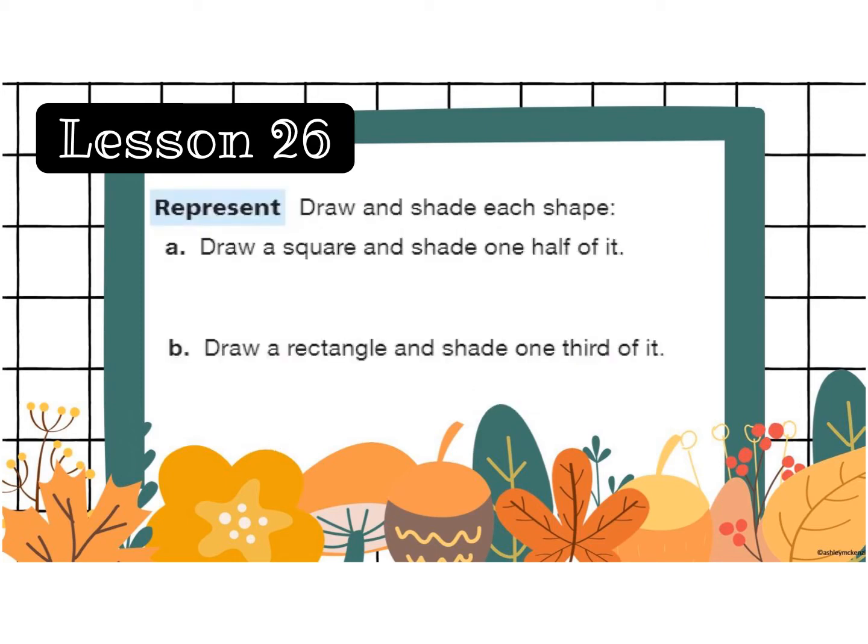Okay, the next one. Draw and shade each shape. If I need to draw a square and shade 1/2 of it, the first thing I'm going to do is draw an actual square. And then what do I have to do next? Raise your hand. Draw a line in the middle. I have to draw a line in the middle, like this.